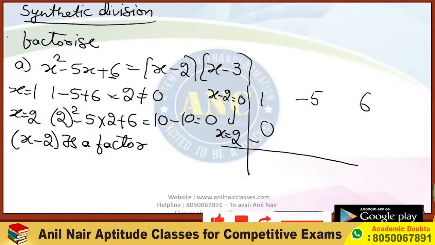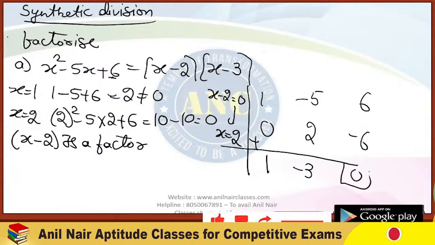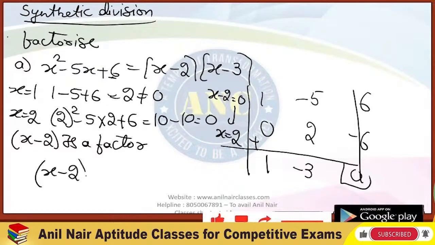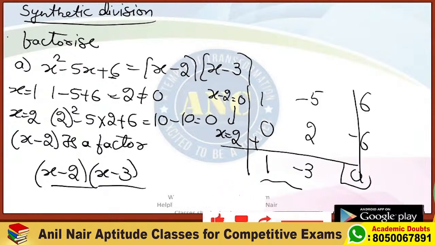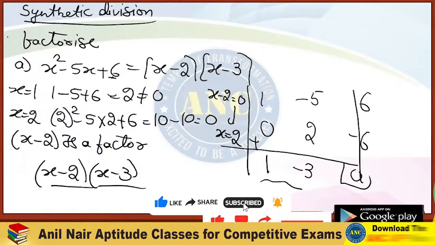Start with 0. 1 plus 0, 1. 1 twos are 2. Minus 5 plus 2, minus 3. 2 into minus 3, minus 6. 6 minus 6, 0. That means one factor is x minus 2, another is x minus 3. Extremely useful for degree 3, degree 4. For degree 2, if you can factorize it, you can use that concept. x minus 2 into x minus 3.